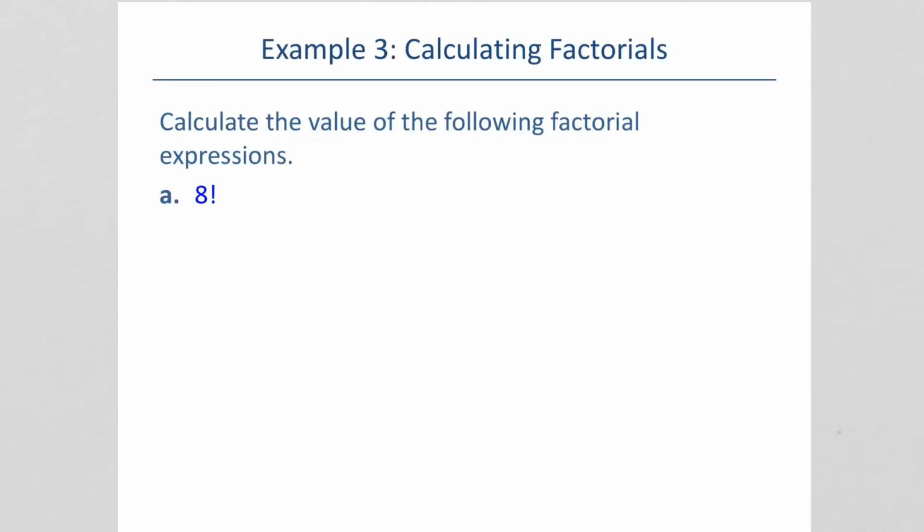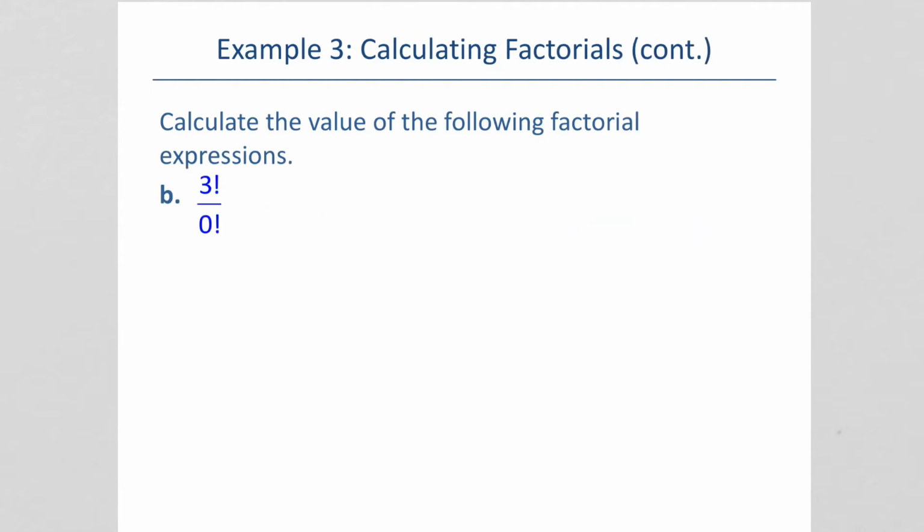Calculate the following factorial expressions. So 8 factorial would be 8 times 7 times 6 times 5 times 4 times 3 times 2 times 1, which is 40,320. 3 factorial over 0 factorial would be 3 times 2 times 1 on the top and 1 on the bottom. So that's 6 divided by 1, or 6.